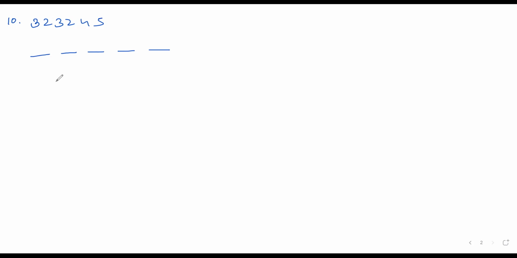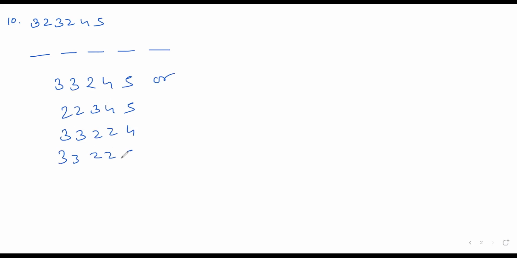So the selected 5 digits can be 3, 3, 2, 4, 5 or 2, 2, 3, 4, 5 or 3, 3, 2, 2, 4 or 3, 3, 2, 2, 5. Right? This can be the selection, because we have to select 5 digits out of 6. So this can be the selection.